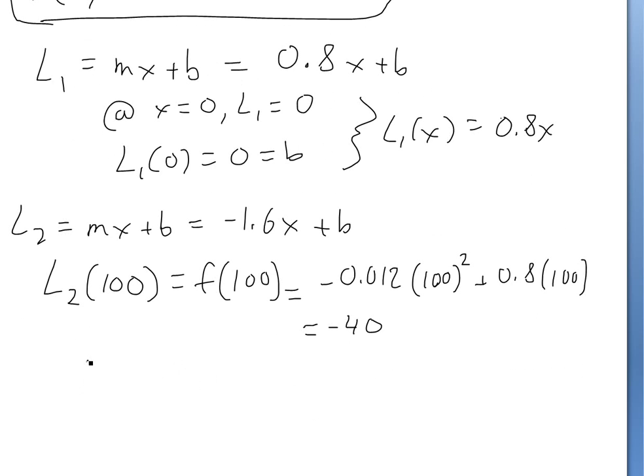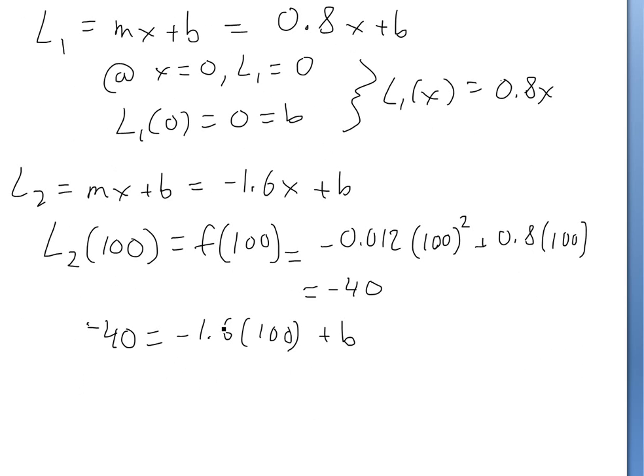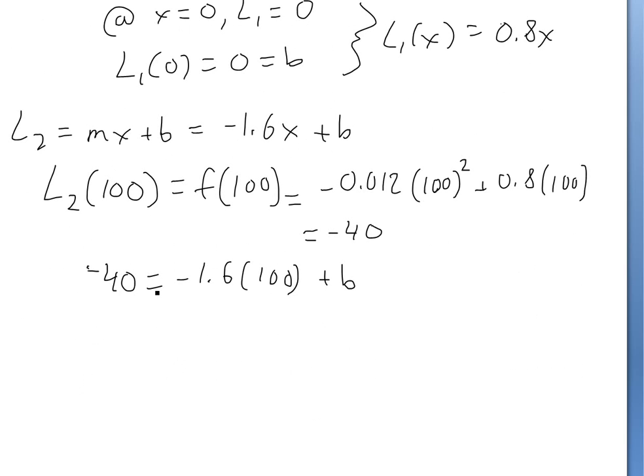So negative 40 is equal to negative 1.6 times 100 plus b. Now solving for this, we add 160 to negative 40, since 1.6 times 100 is 160. So we get negative 120, actually, I mean positive 120, because we're adding to this one here. Negative 40 plus 160 is 120, which equals b. So we have our function L2 of x equals negative 1.6x plus 120.